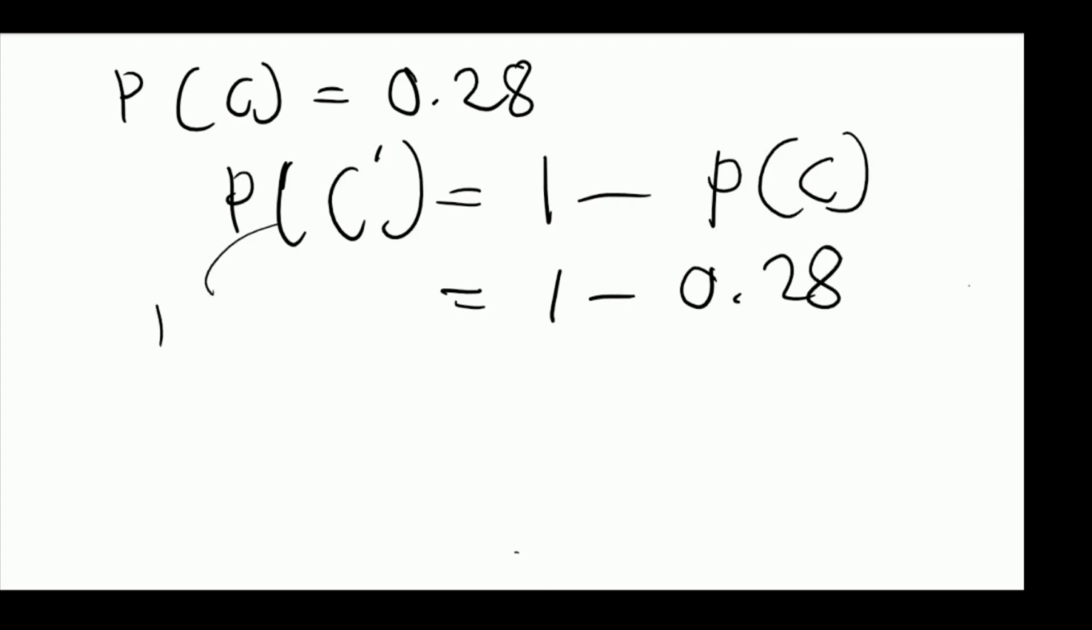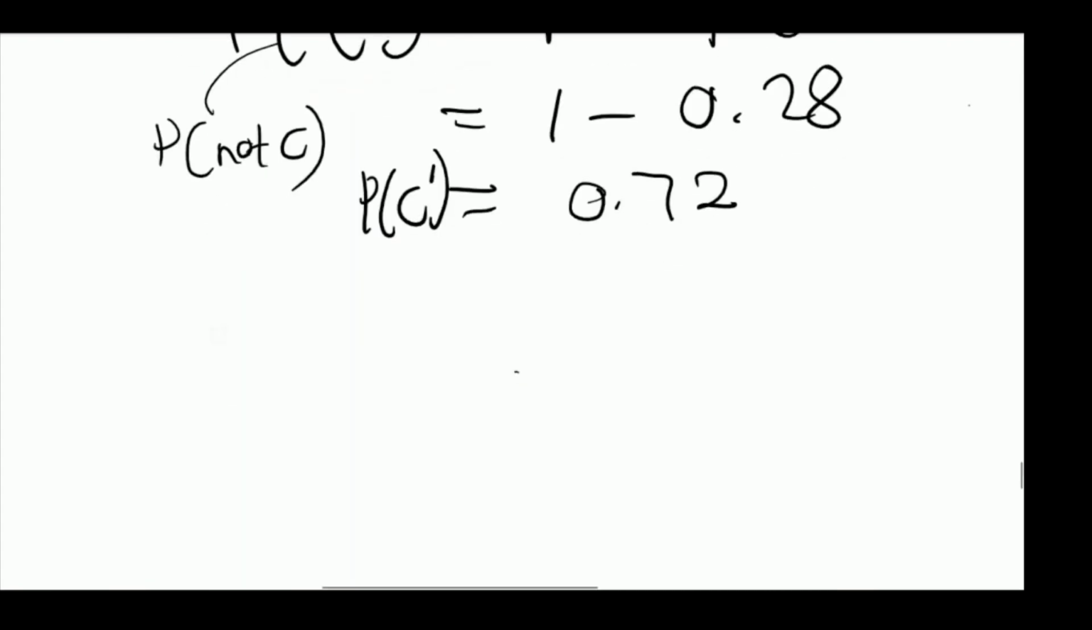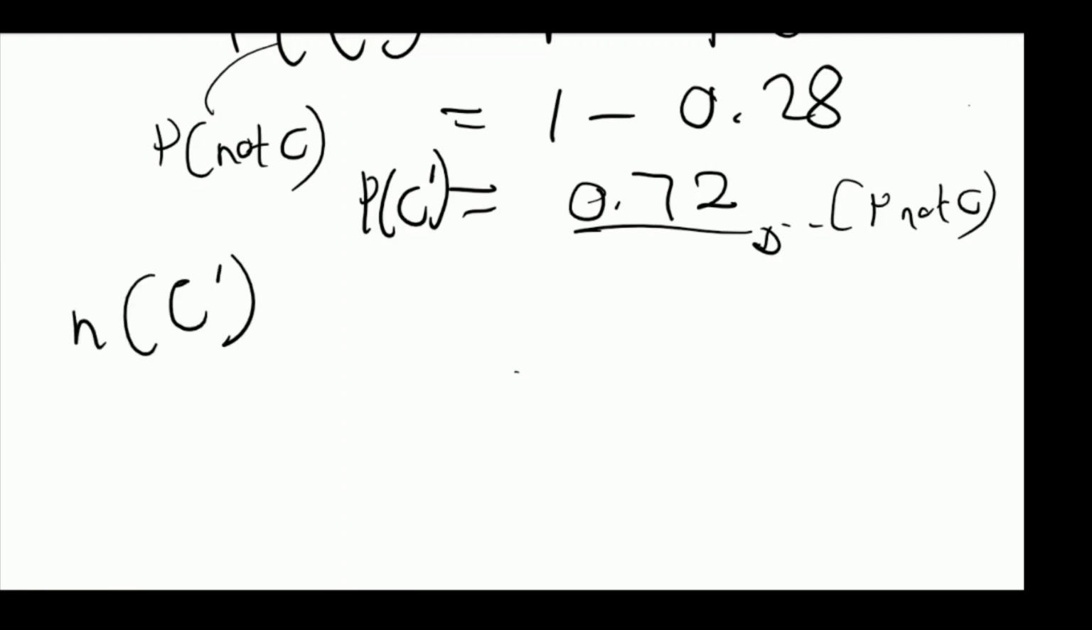So this basically means P not C. The answer you're going to get here is 0.72. So this is P of C naught, and this is P naught of C. Let me write there, P naught C. Cool. So for us to find N of C naught, it's going to be equal to P of C naught multiplied by N of S.